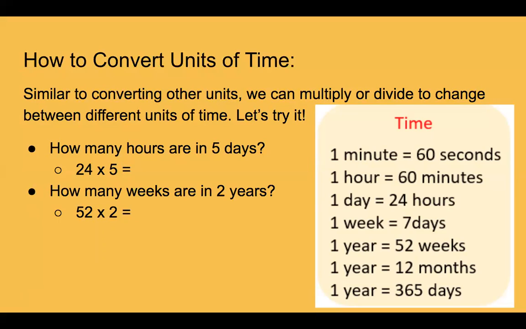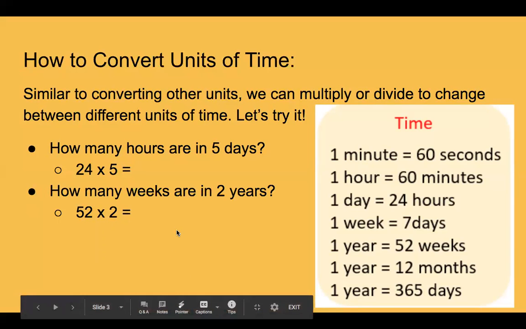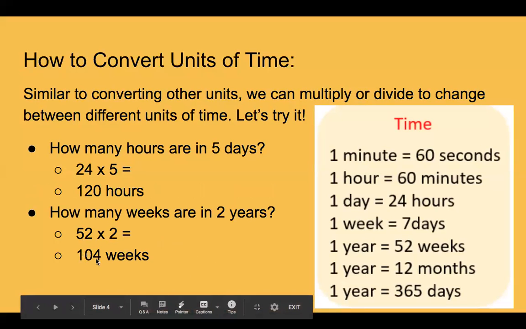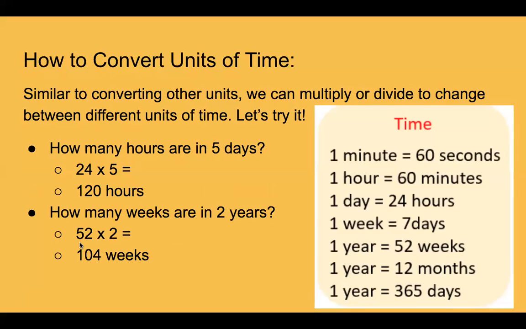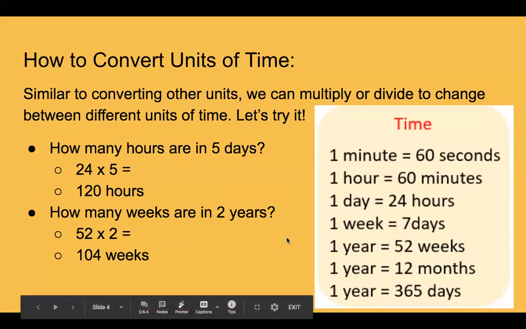You can do partial products, you could try it in your head, or you could do 52 plus 52. And let's see what we got. 52 times 2 equals 104 weeks. So you should have done 2 times 2 equals 4, 2 times 50 equals 100, and 100 plus 4 equals 104.